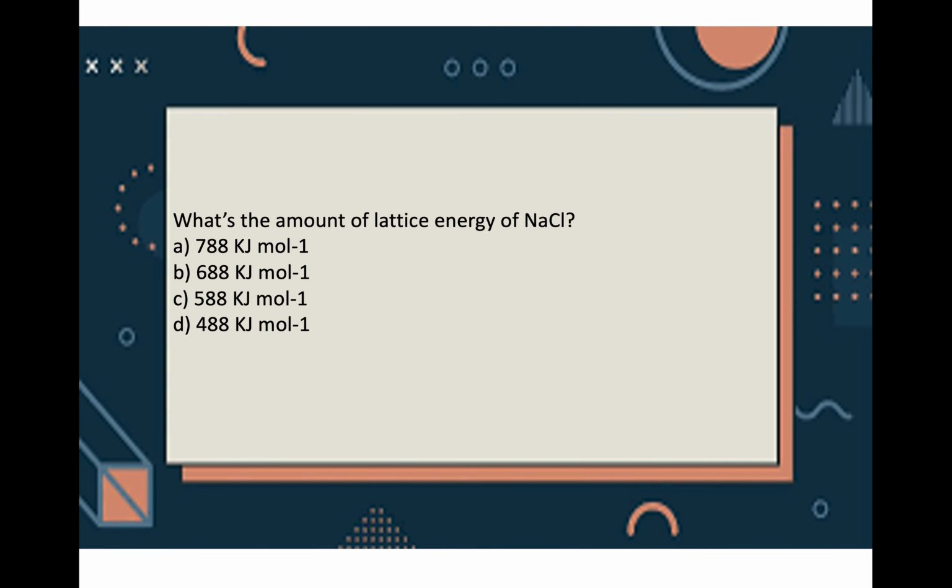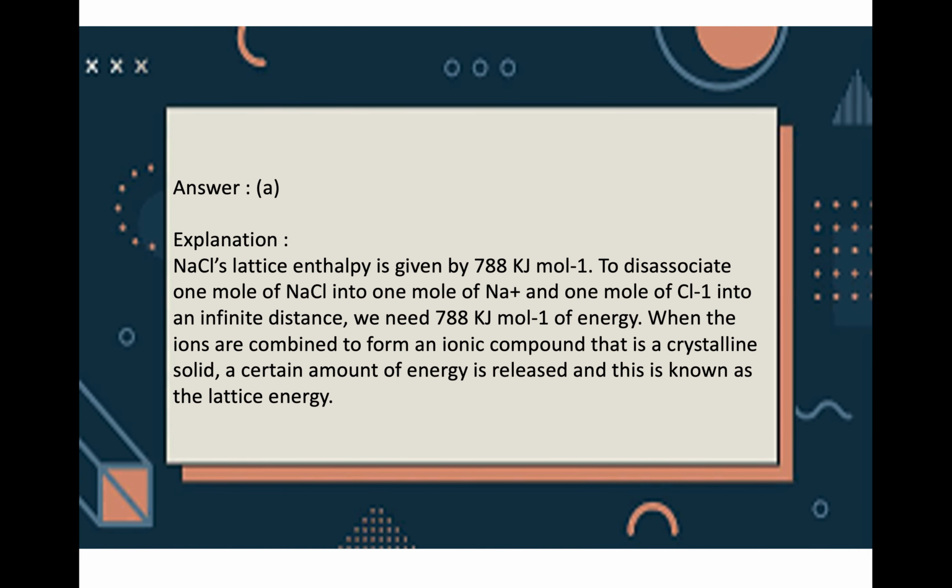Now what is the amount of lattice energy of NaCl? Is it 788, 688, 588, 488? Correct option is A, 788 kilojoule per mole, because to dissociate 1 mole of sodium chloride into 1 mole of Na+ and 1 mole of Cl- at an infinite distance, you need 788 kilojoule per mole of energy. So when you combine ions to form an ionic compound which is a crystalline solid, some amount of energy is released and we call it lattice energy. So just notice what is meant by lattice energy.